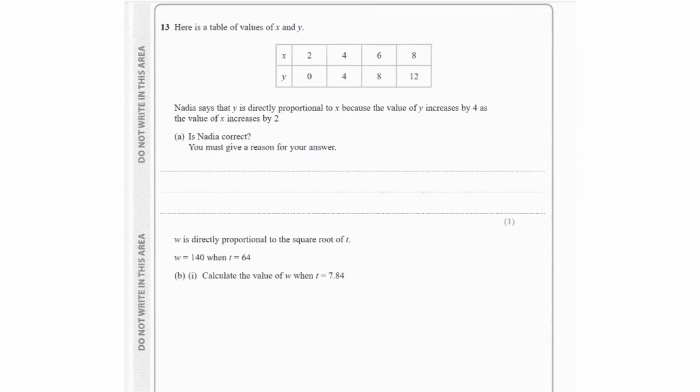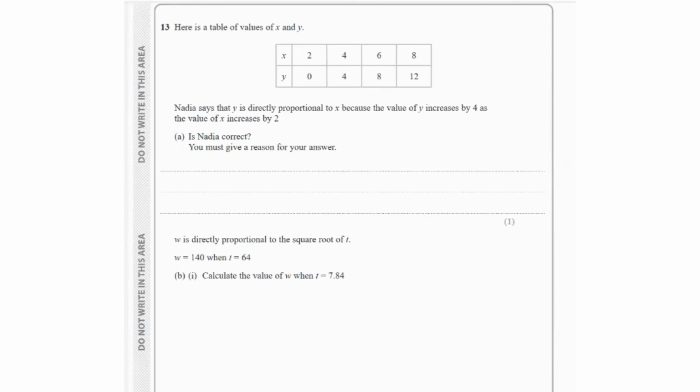Then it says, here is a table of values of x and y. Nadia says that y is directly proportional to x because the value of y increases by 4 as the value of x increases by 2. Is she correct? You must give a reason for your answer.